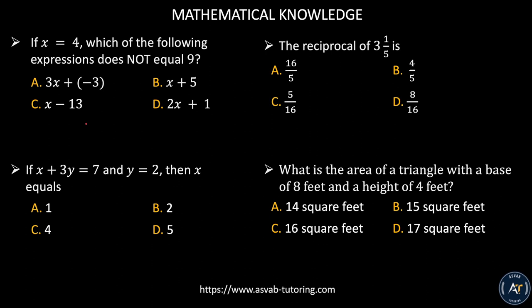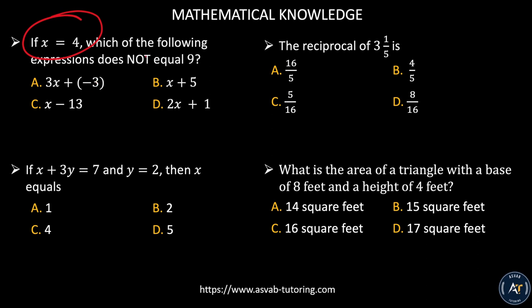So this is the problem. Next is, if x equal to 4, which of the following expressions does not equal 9? So what you have to do, you have to plug this value into each of these numbers. So you could see here, if you put 4 in here, 3 times 4 is 12. 12 minus 3 is 9, so that is correct.